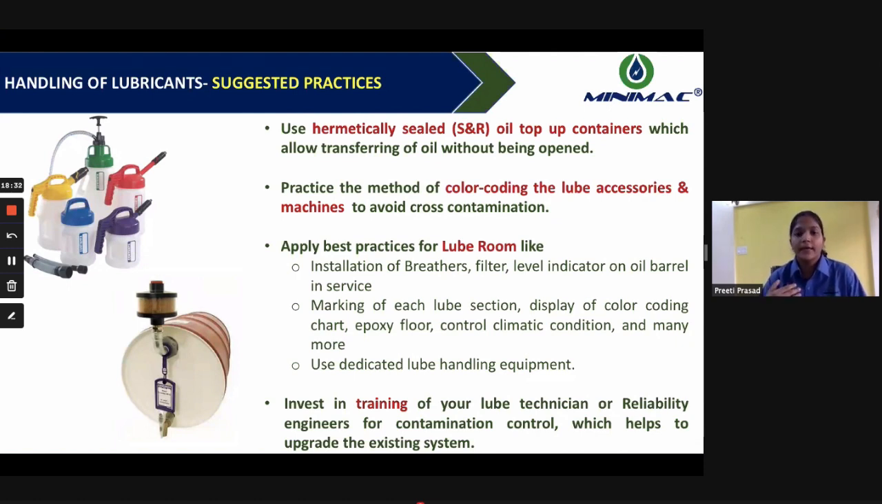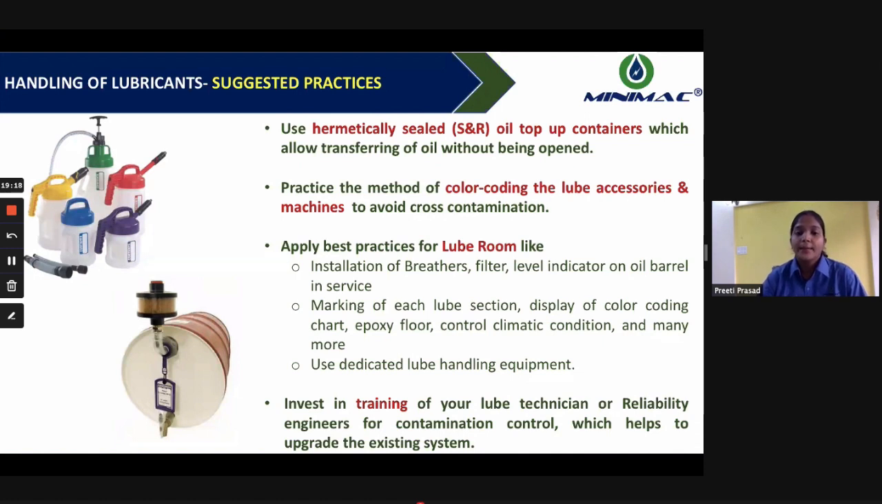Like we are using VG32, and we give the VG32 oil a red triangle. That red triangle should be pasted on the barrel, the barrel pump, and the top-up container, and the same red triangle should be pasted on the machine which is being served by this lube. So even if a new person or an unknown person comes to your company for this work, they will not get confused, and cross contamination due to human error can be avoided. This method is very much needed for the industry.